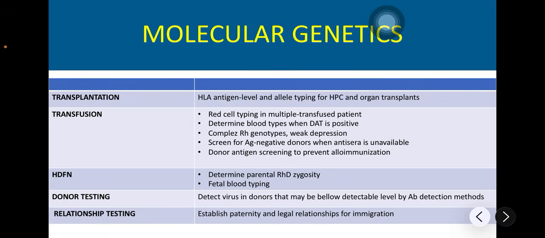Next, we have the last part of our discussion, molecular genetics. We have here different methods: transplantation, transfusion, hemolytic disease of the fetus and newborn, as well as donor testing and relationship testing. Kindly familiarize yourselves with this table, everyone.